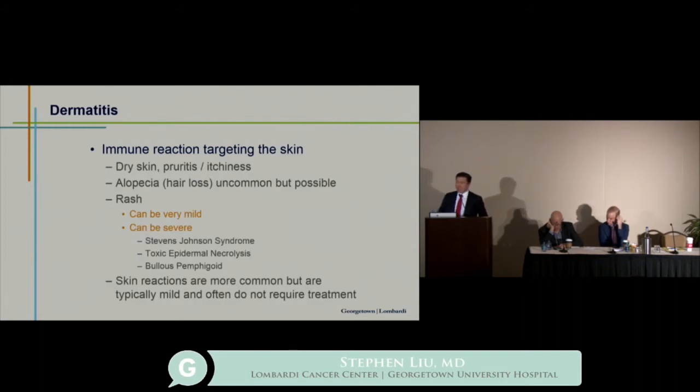Dermatitis is an immune reaction targeting the skin that's quite a bit more frequent than the other ones we talked about. Dry skin, pruritus, or itchiness are actually relatively common. Alopecia or hair loss is not common with immunotherapy, but it can occur. The rash that we see with immunotherapy can be mild, although it can be severe, and there have been reported cases of Stevens-Johnson syndrome, toxic epidermal necrolysis, and bullous pemphigoid, potentially life-threatening dermatologic conditions. Skin reactions in general are more common, but these are usually mild and often don't require any treatment, and I certainly have patients that develop intermittent rash for years while on therapy.